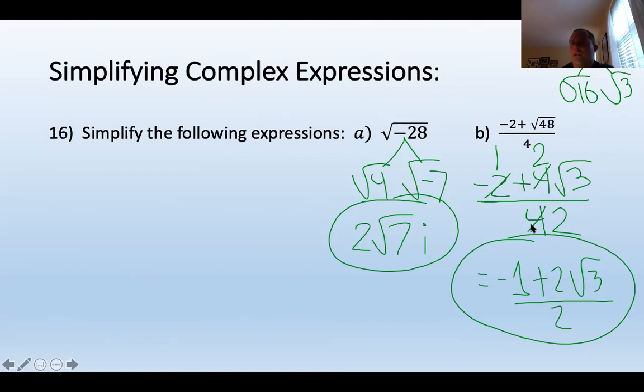And then the negative 2, the 4, and the other 4 can all be divided by 2. So you'd end up dividing each of those by 2. You'd have negative 2 divided by 2 is negative 1. And then 4 divided by 2 is 2. All over 4 divided by 2 is 2. So all we're left with is negative 1 plus 2 square root of 3 all over 2.